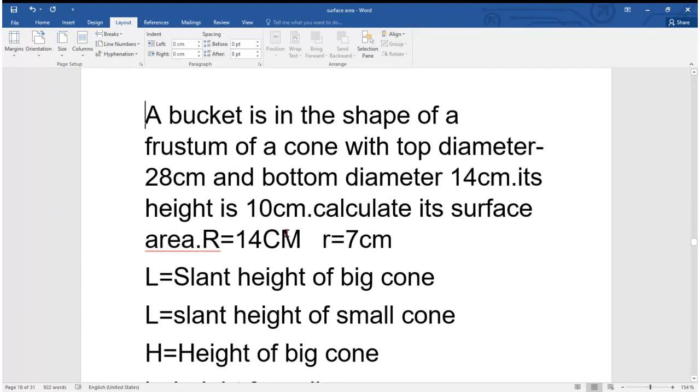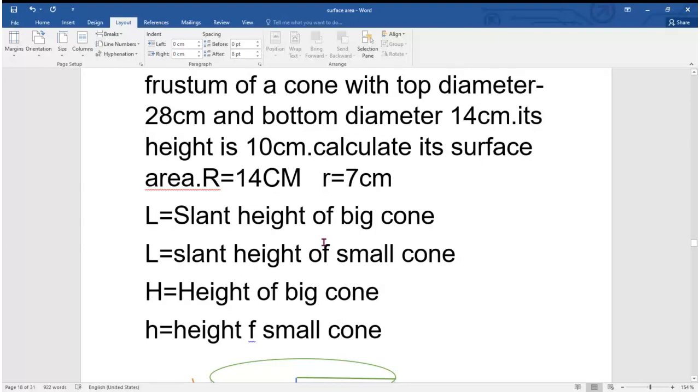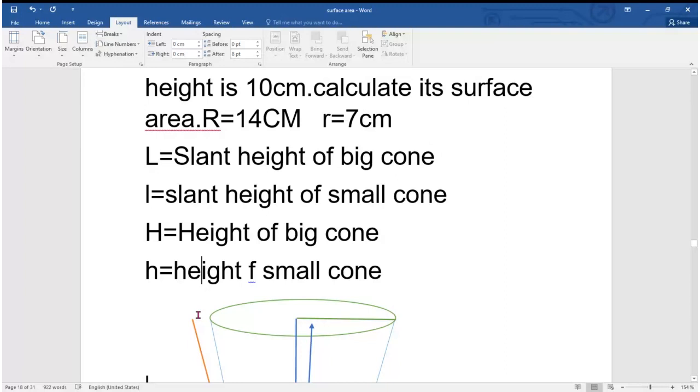Now, capital L is the slant height of the big cone. I'm going to show you what that one is. And the small l is the slant height of the small cone. Capital H is the height of the big cone, and small h is the height of the small cone. So this is the bucket.